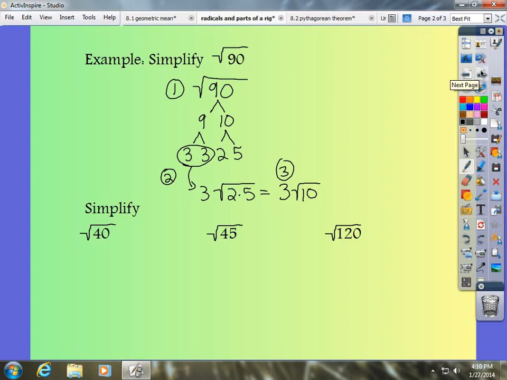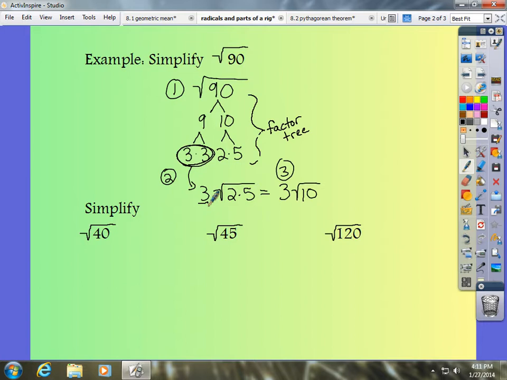For example, the square root of 90. Okay, notice here the first step is to do the factor tree. Then we did the factor tree. We got 3 times 3 times 2 times 5. Now notice there are 2 3s. They leave the dance hall as a pair of 3. So consider this their last name, 3.